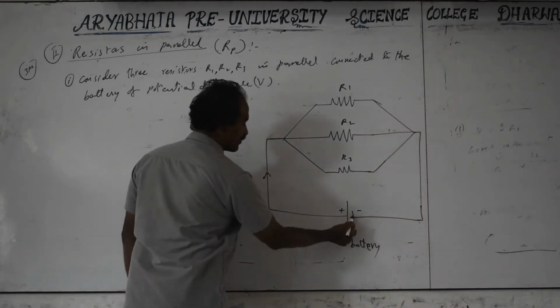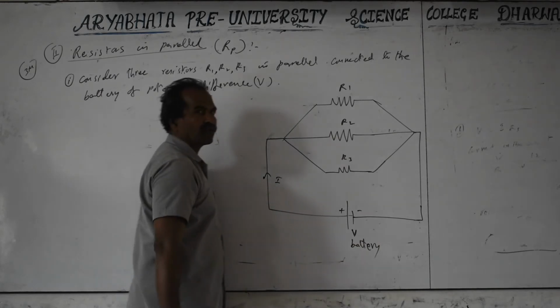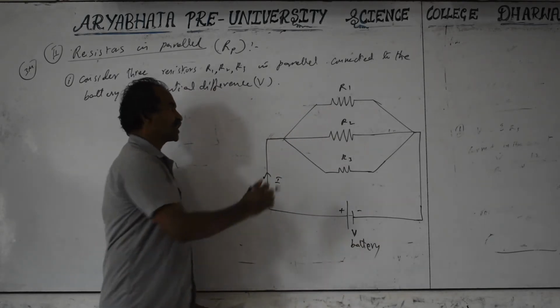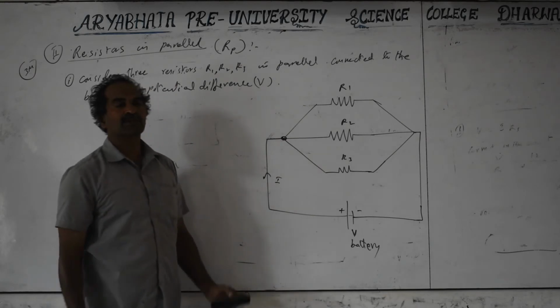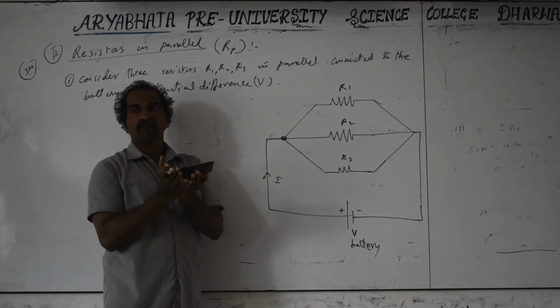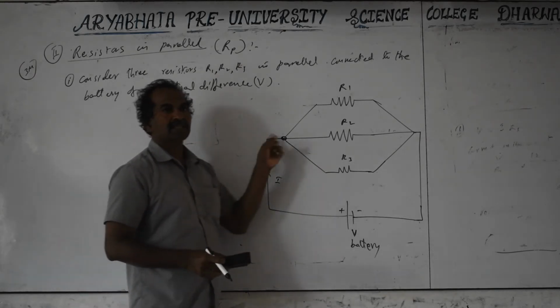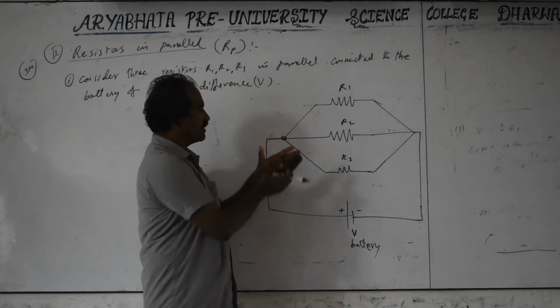The current coming from the battery is I, meaning the flow of charges. After reaching the junction, this is called the junction. A junction is a point where two or more conductors are joining. Here, after the current arrives, it divides into parts.